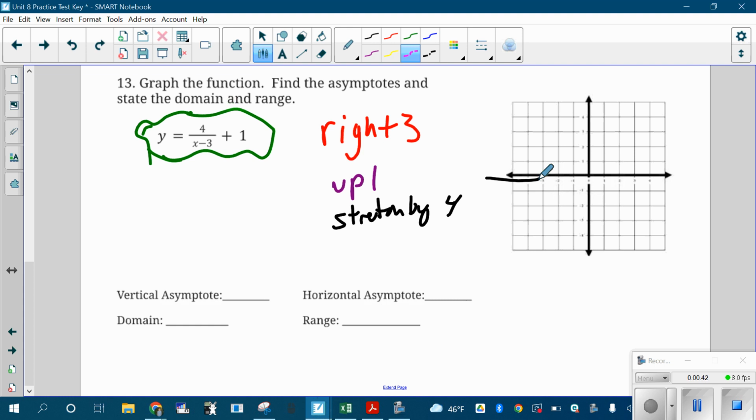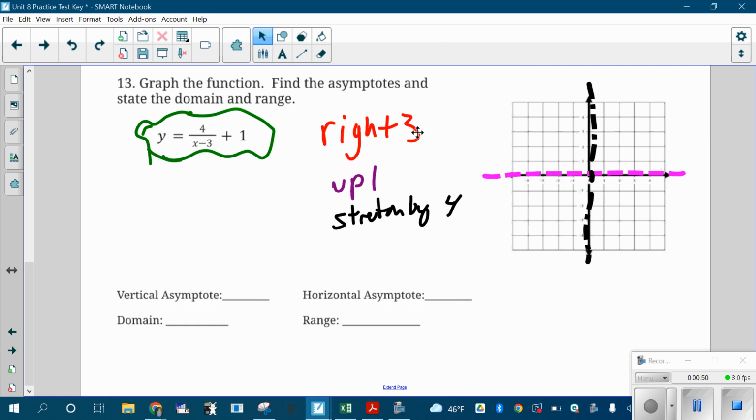Remember that your default asymptotes, your horizontal one is at y equals 0 and your vertical one is at x equals 0. And now I'm going to take those, and when the graph moves right 3, that's really only going to change the vertical asymptote, because the horizontal one is still the same. But when I move up 1, that's going to change the horizontal asymptote. It's really not going to change the vertical asymptote.